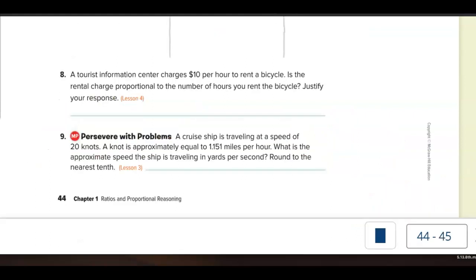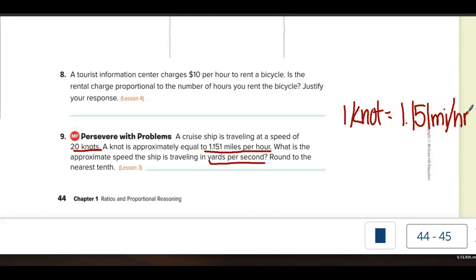A cruise ship is traveling at a speed of 20 knots, and that is approximately 1.151 miles per hour. What is the approximate speed the ship is traveling in yards per second? Perfect. And we want our answer to be in yards per second. So first of all, we know that 1 knot equals what? 1.151 miles. Miles per hour. So if I went 20 knots, what do I do to figure out how fast that would be? So take 20 times 1.151.